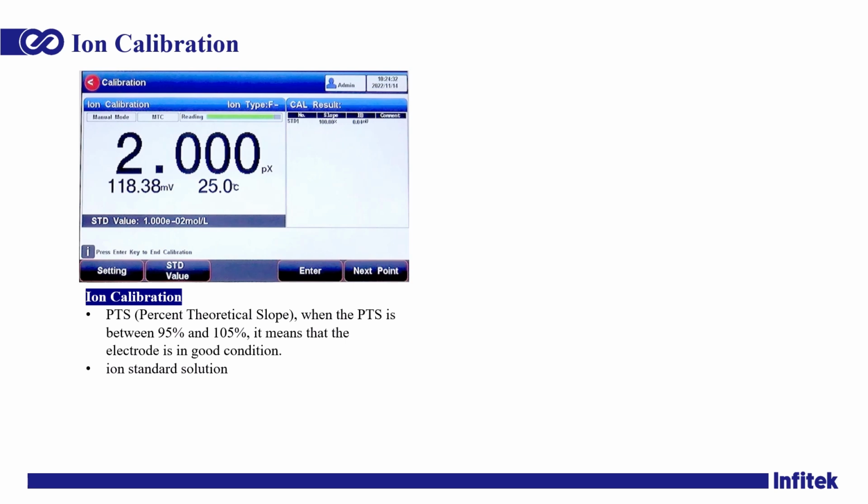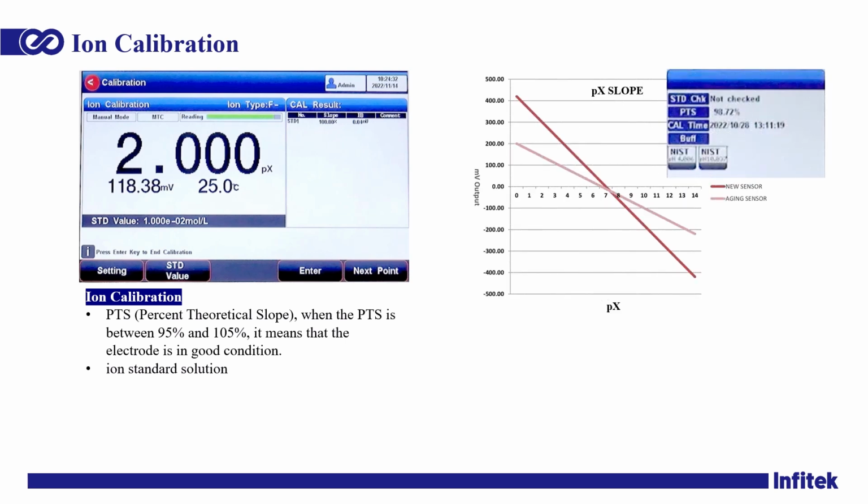Ion calibration. Ion calibration has a slope indicator that can indicate the electrode state. It is displayed on the instrument as PTS. When PTS is between 95% and 105%, the electrode is in good condition. During calibration, ion standard solutions of different concentrations need to be prepared, such as 0.01 and 0.001 moles per liter.